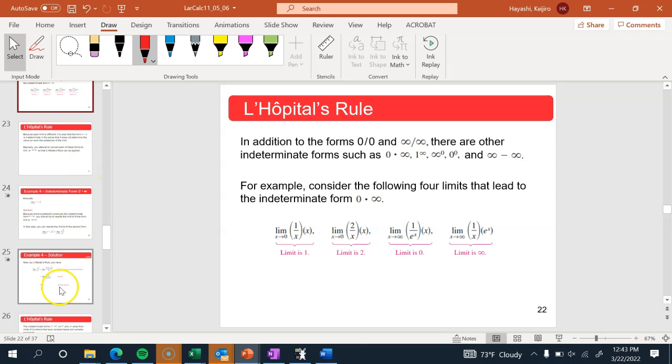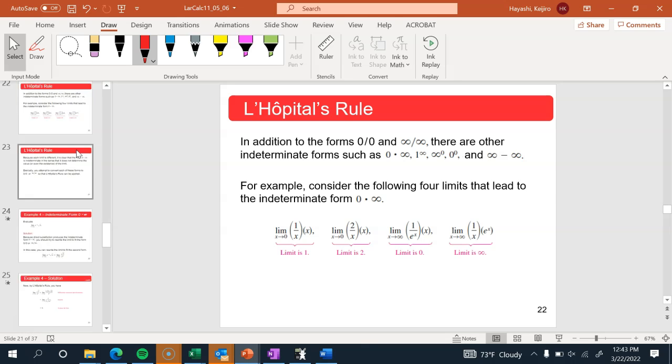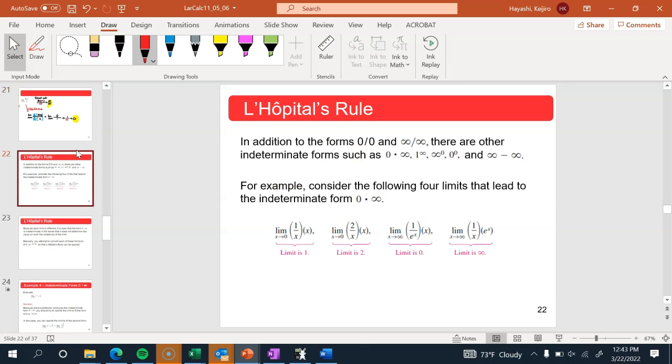Okay, we'll do one more example, and then we'll take a break before we go on to the other kinds of indeterminate forms that we might see. All right, so another indeterminate form that you might get is 0 times infinity. So that is an indeterminate form, but it's one that you're going to have to change into being 0 over 0 or infinity over infinity.